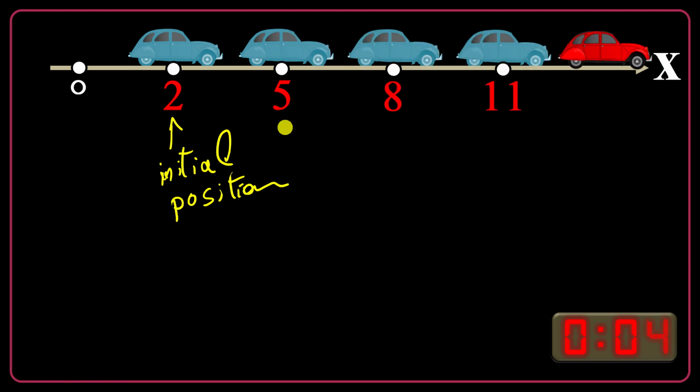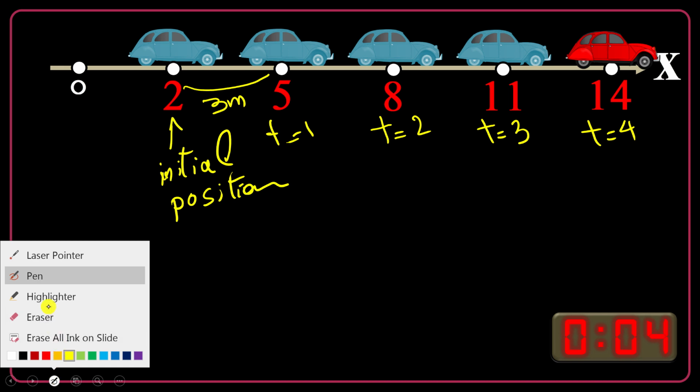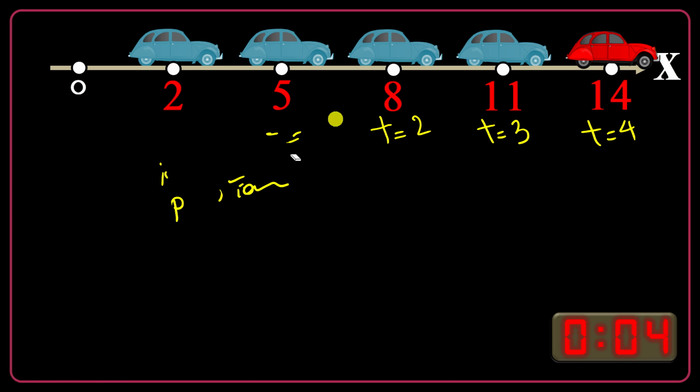For t equals 1, the car displaced 3 meters and gets x equals 5, then continues to 8 at t equals 2, then t equals 3, x equals 11, and finally it reaches the destination at t equals 4. During 4 seconds, the object has displaced 12 meters, as I see. Okay, then I try to make something like this, an xt graph.